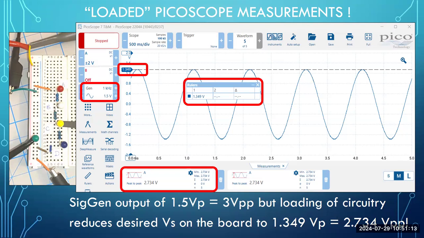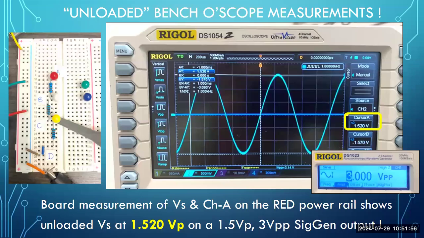Okay, so this is what happens on the PicoScope. Let's see what happens on the FNIRSI oscope. Oh, actually, before we get to the FNIRSI oscope, I decided, since I happen to have one, I'll go to my Rigol benchtop oscope. And so the benchtop oscope will show unloaded versus loaded. And let's see what happens here with the benchtop oscope and benchtop signal generator.